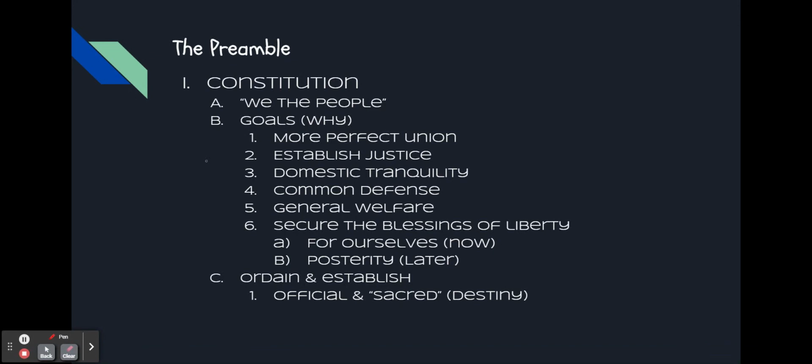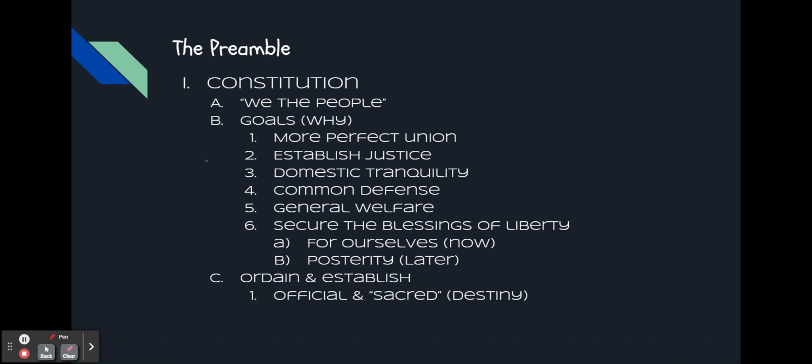Ensure domestic tranquility. Domestic tranquility is peace between the states. Under the Articles, there were constant brouhahas erupting between different states over piddly, ridiculous rules and laws, or bigger questions about who had the right to trade where and could people charge taxes from one state to another.